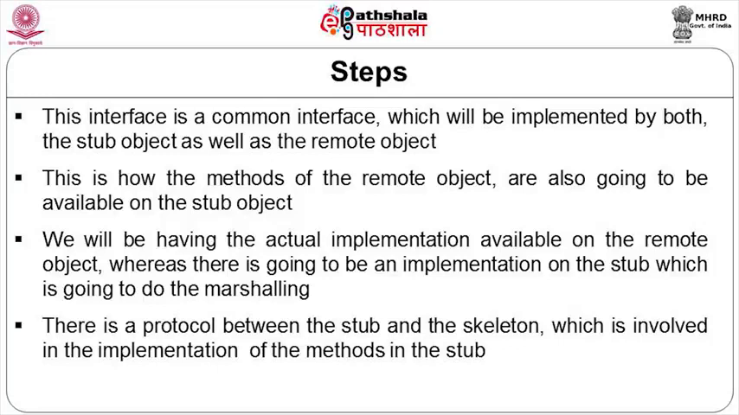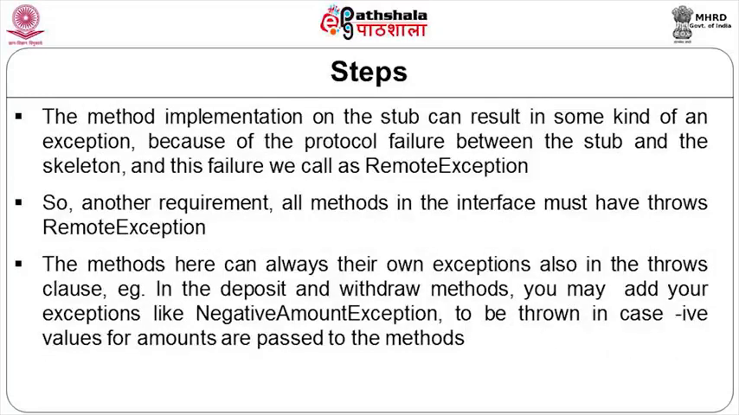One thing: the method implementation for the stub can result in some kind of exception because of protocol failure. It might be a network failure or something else, but the protocol between the stub and the skeleton can fail. And this failure is what we call a remote exception. So there is a possibility of the method implementation by the stub throwing a remote exception.